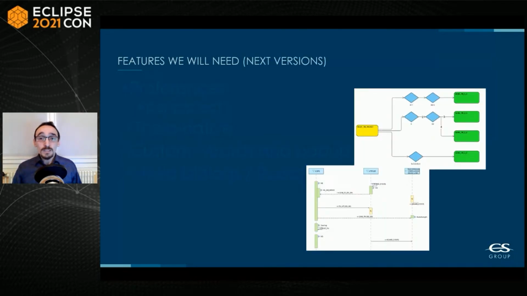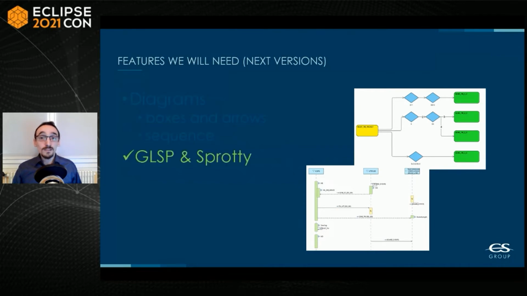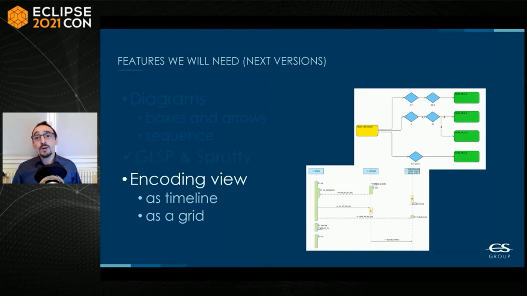We haven't implemented it yet, but in future versions, we need diagrams, both simple boxes and arrows diagrams, but also more complicated ones like the sequence diagram. There's a solution for that with GLSP and Sprotty. Something we call an encoding view presents the message bits as a timeline or grid with a fixed length. We think GLSP and Sprotty can handle it too, even if we've been looking for better candidates.